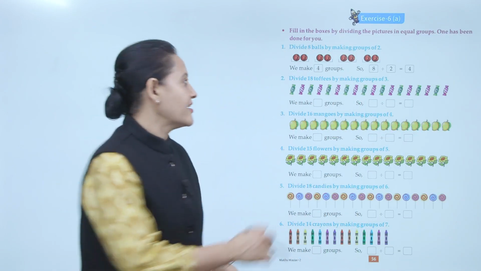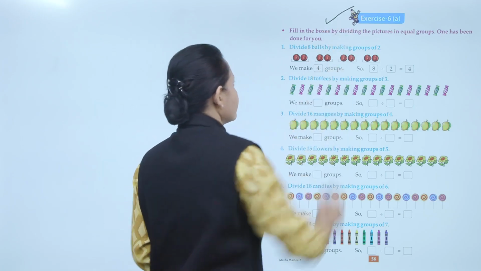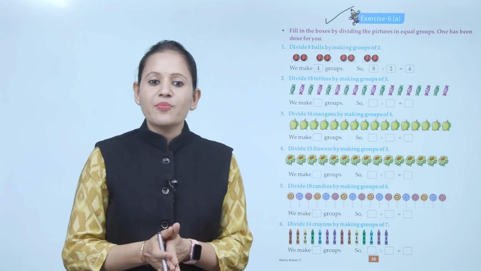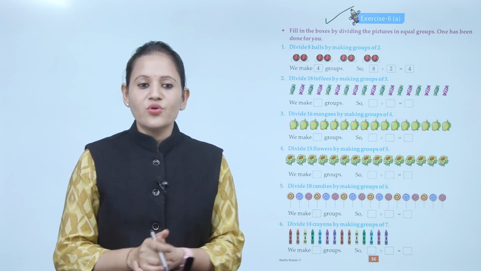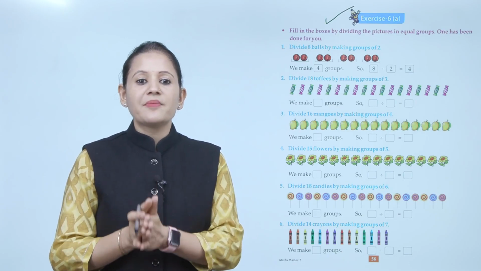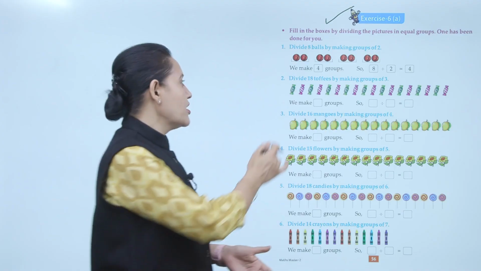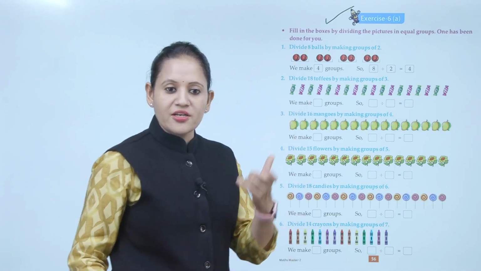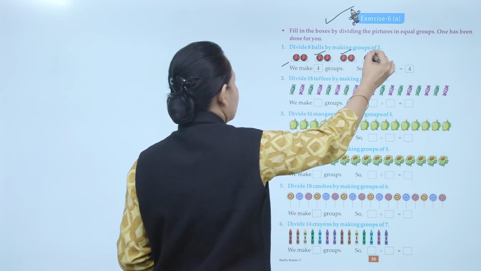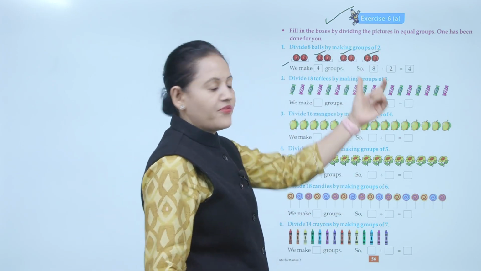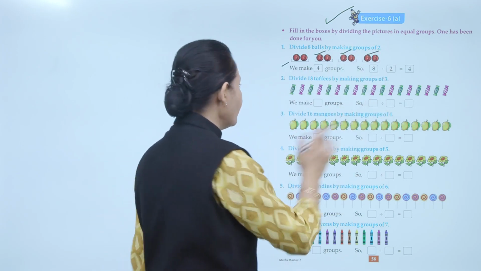Next, exercise 6a. Fill in the boxes by dividing the picture in equal groups. One has been done for you. First, divide 8 balls by making groups of 2. So, 8 balls, we have to make groups of 2. So, 1, 2, 3, 4. So, 8 divided by 2 equals 4.